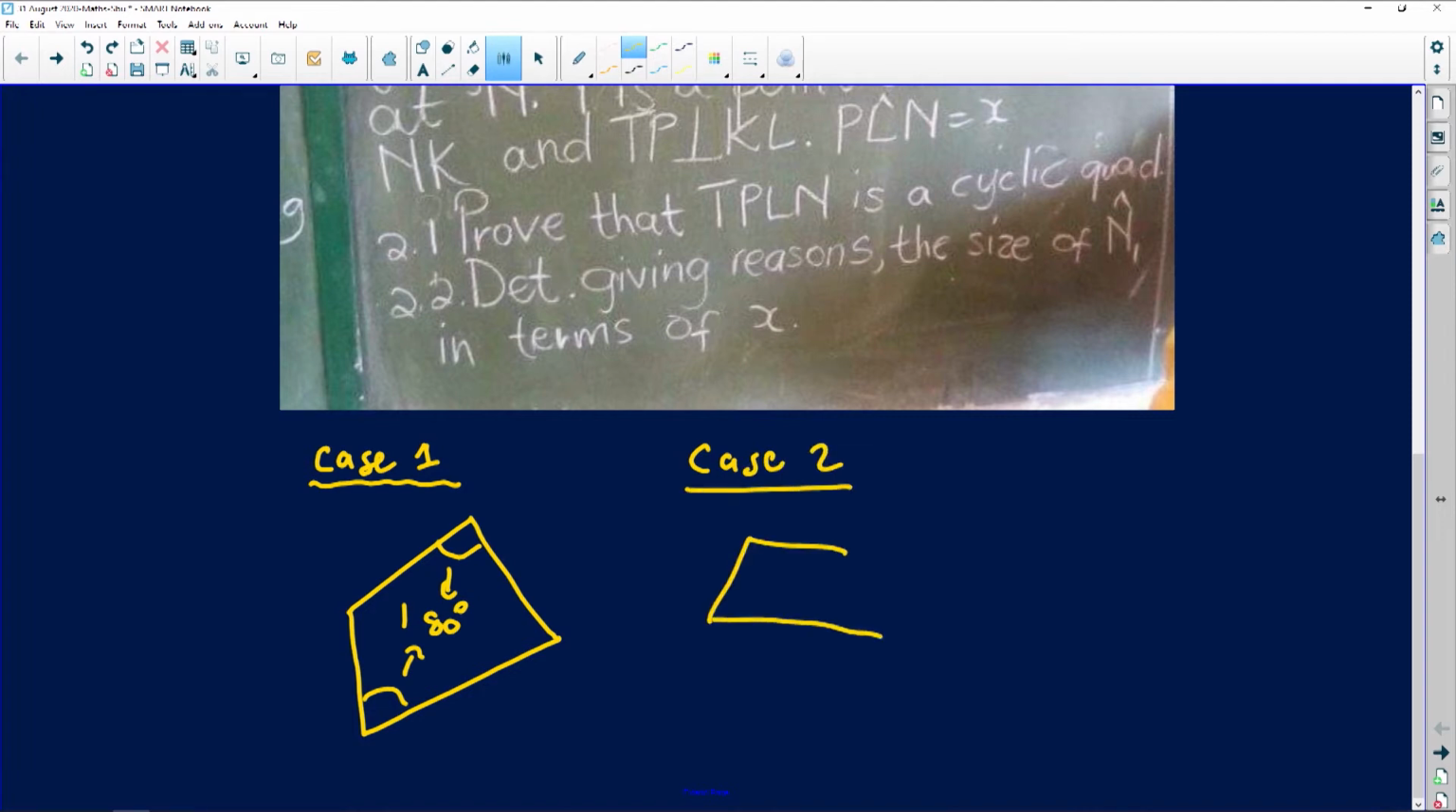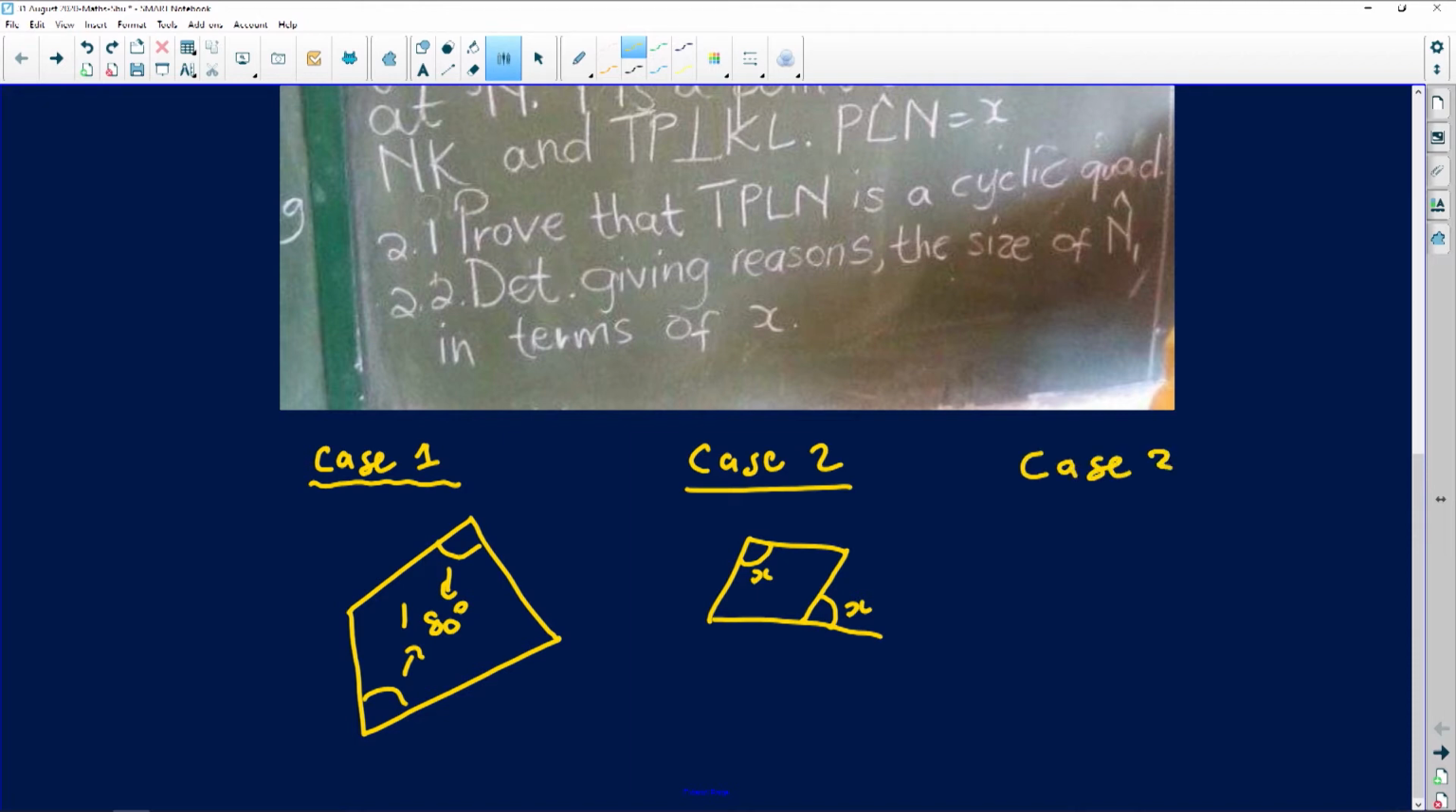The second case that you can use to try and prove that something is a cyclic quad is just try to prove that in that particular quadrilateral, there's some exterior angle that happens to be equal to another interior opposite angle. If you can succeed to prove that the exterior angle in that quadrilateral equals the interior opposite angle, then that means that you're looking at a cyclic quad, right?